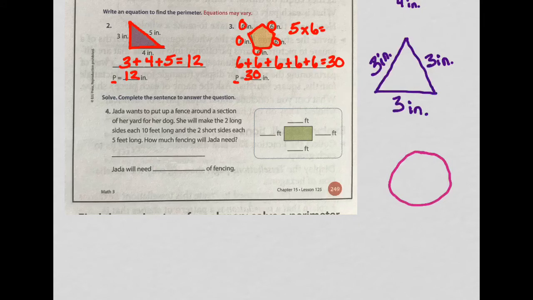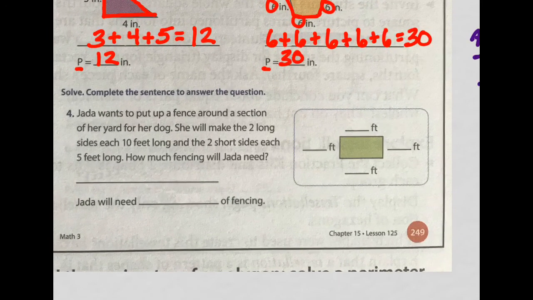Okay, so let's do the word problem at the bottom. It says, Jada wants to put up a fence around a section of her yard for her dog. She will make the 2 long sides each 10 feet long and the 2 short sides each 5 feet long. How much fencing will Jada need? Okay, so they give us the figure in the box. We need to label the box with the information that they told us. So let's look back into the paragraph here and see what it says.